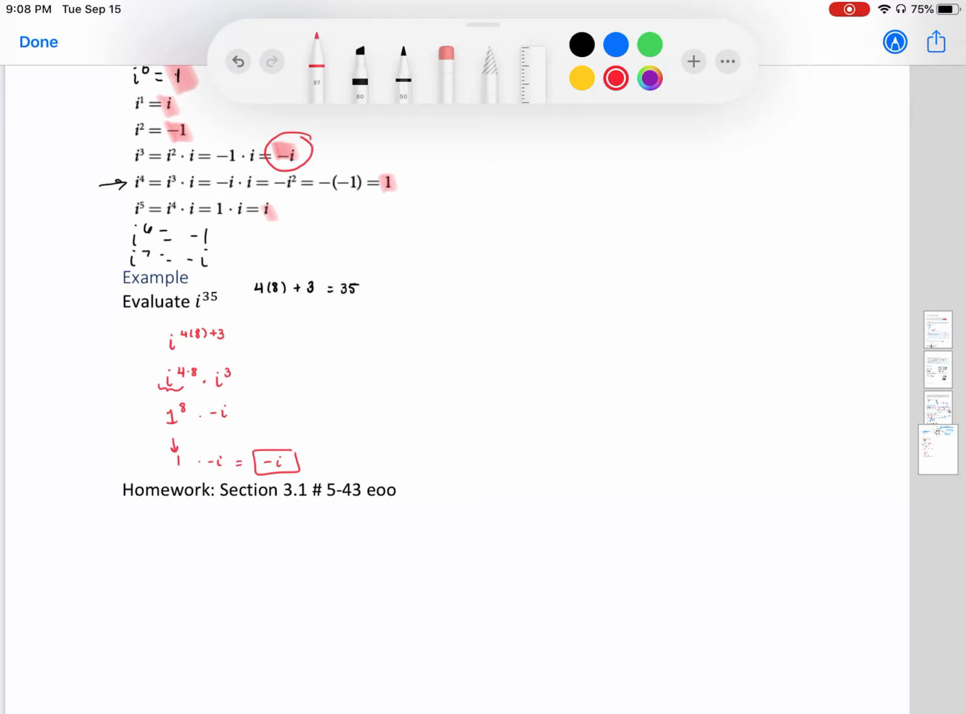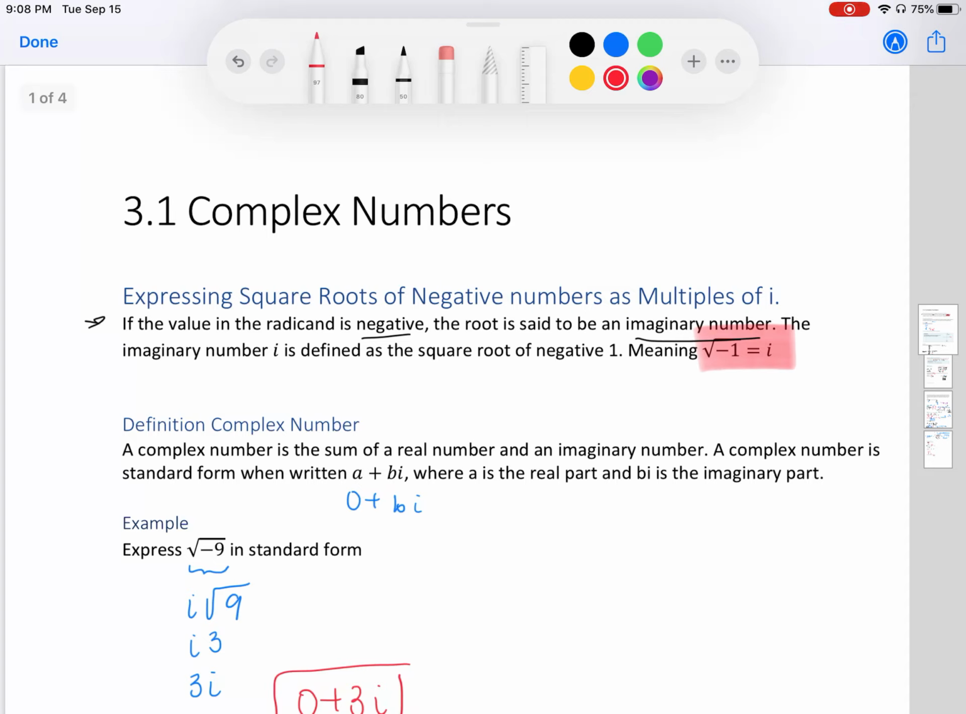Okay, for this section, your homework is 5 through 43, every other odd. All right, so this was section 3.1, complex numbers.